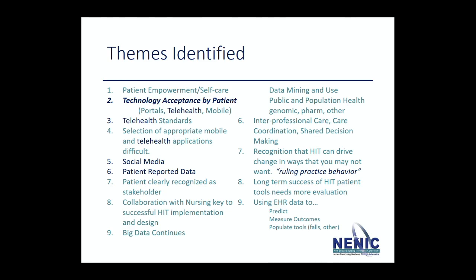So patient empowerment, technology acceptance, telehealth standards, selection of appropriate mobile and telehealth applications. That's a biggie. We learned about that from Vicki. There are so many applications out there. How do you select them? It is really hard. And so I started seeing there's a number of articles that actually talk about how you might want to start filtering that information. How might you want to start filtering these hundreds, how many, 320,000? Is that what I heard, right? How do you start filtering that? It's impossible. And who's going to tell the patient which is the right one or not the right one?